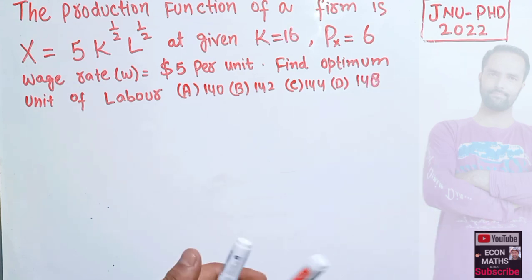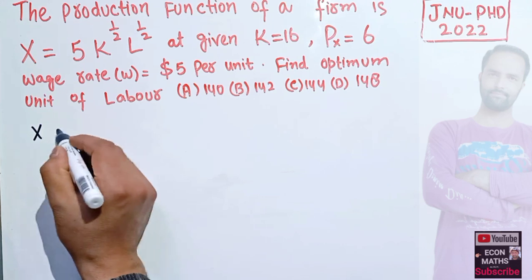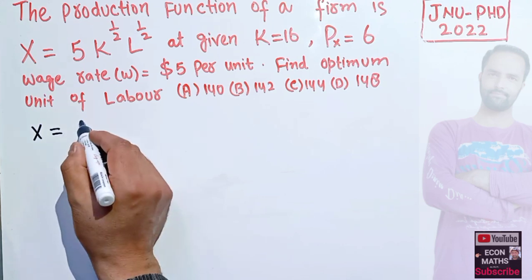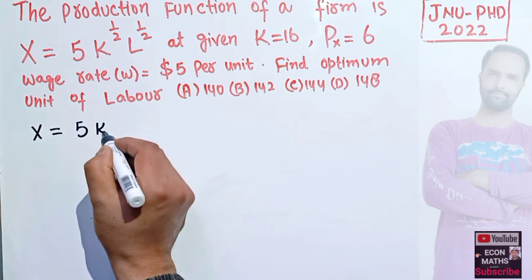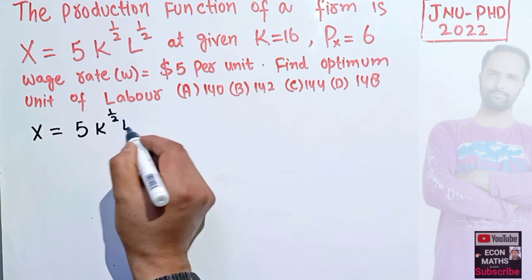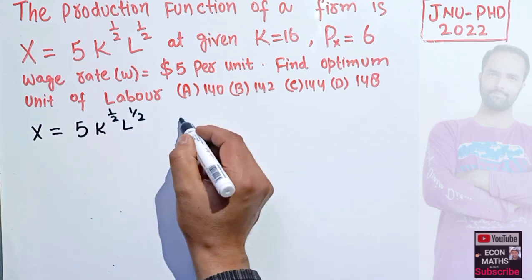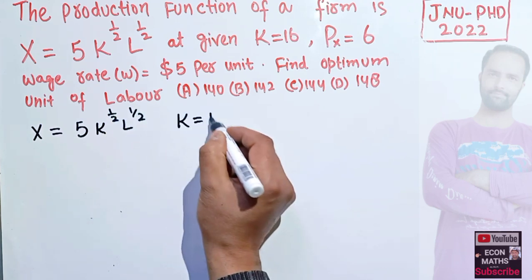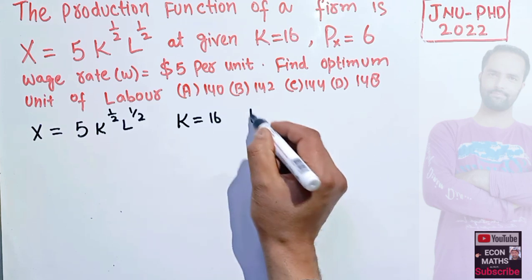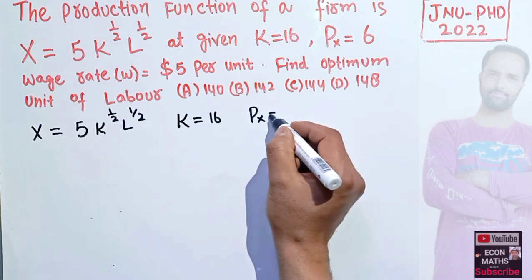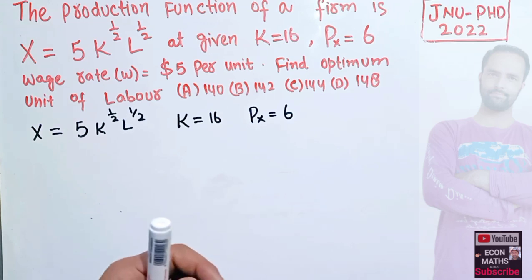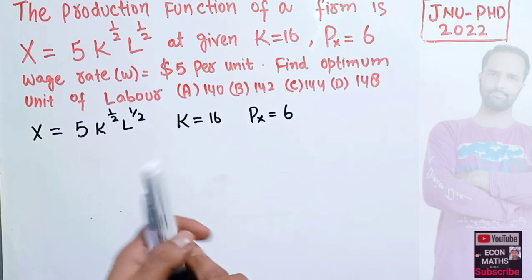Okay, so what we are being given, let's rewrite it. So output is a function of 5 times k to the power 1 upon 2 L to the power 1 upon 2. K is fixed, which is being given as 16, and price of x is equal to 6. Okay, we need to find out the optimum units of labor.